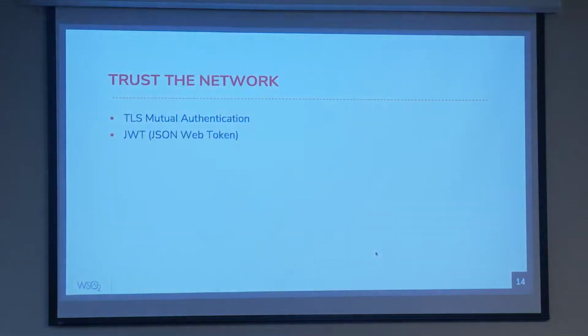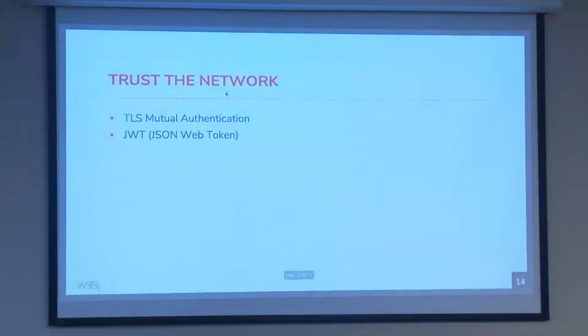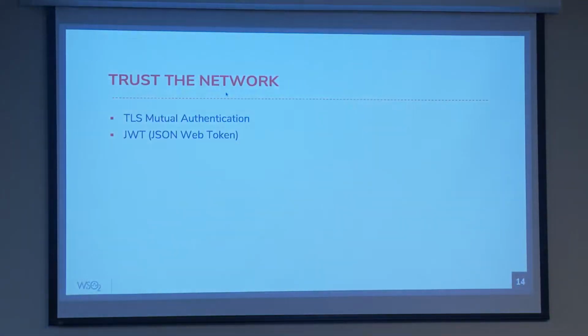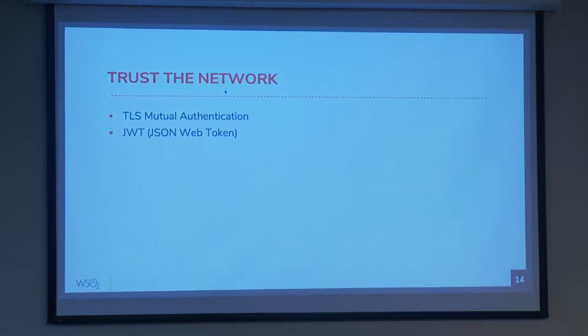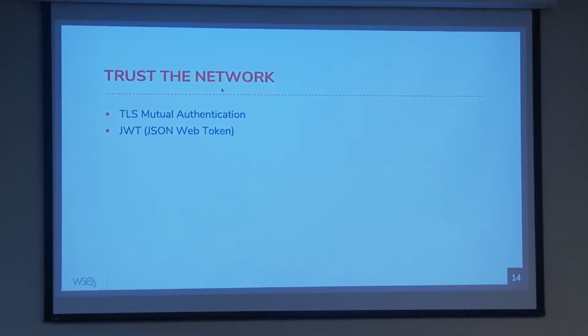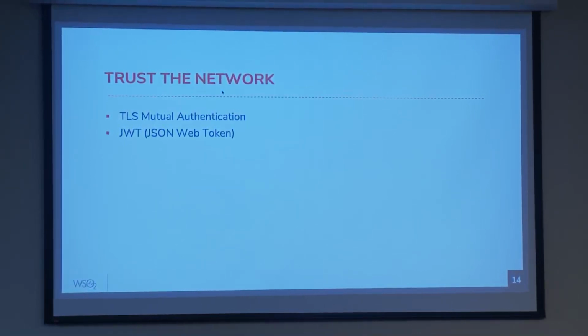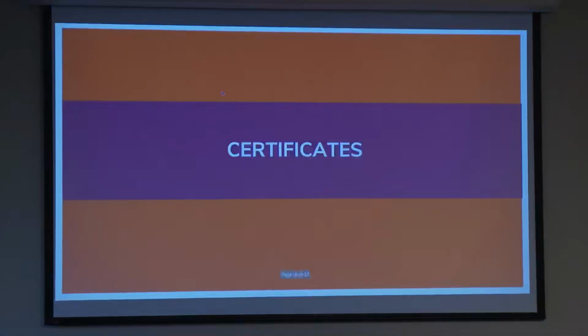Then how do you, this title is actually not correct, right? How do you secure service-to-service communication? There are two main ways. One is to use TLS mutual authentication between services and use JWT itself, or else we can use a combination of both.